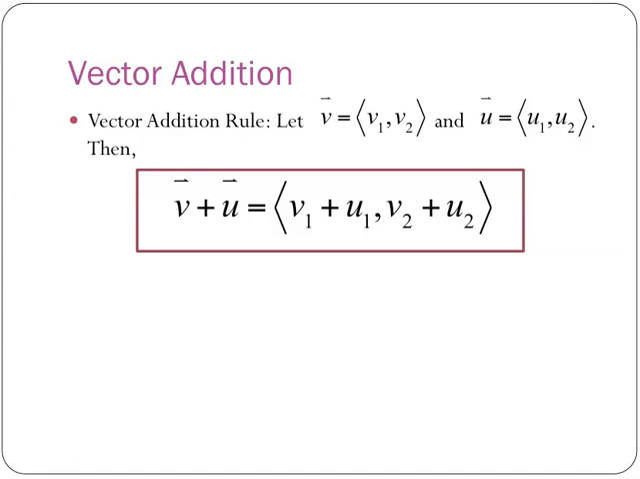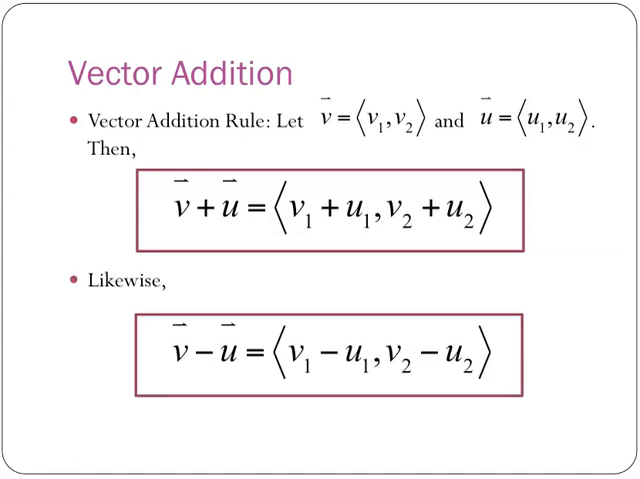Same thing with subtraction. If you were to subtract two vectors, you would do the same thing, except subtract them instead of adding them. So v1 minus u1 and v2 minus u2.